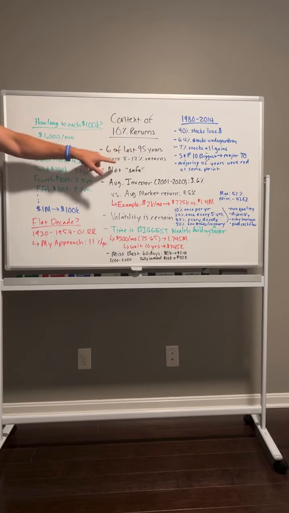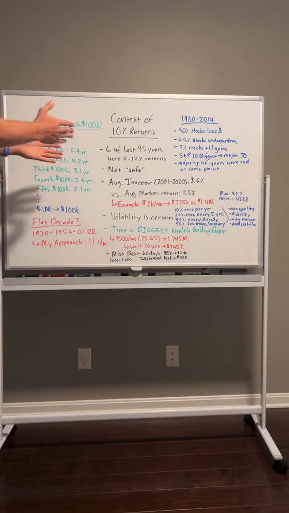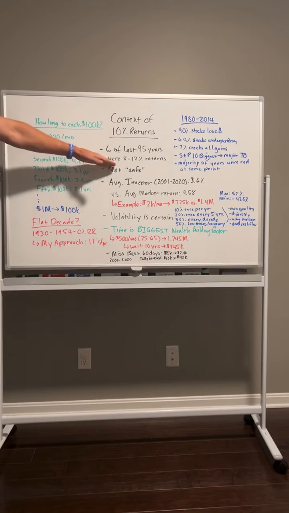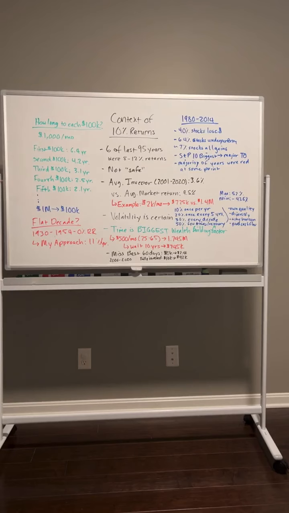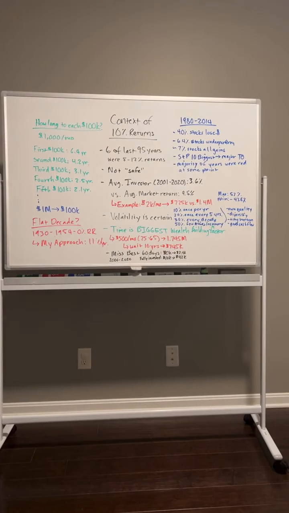Only 6 of the last 95 years were 8 to 12% returns. 6. That is literally less than 6%, if you can do good math in your head. Less than 6% of the years over the last 95 years were 8 to 12% returns. So in any given year, you're hardly ever going to see 8 to 12% returns, specifically 10%. It's very rare you're actually going to see that number in any given year. And guys, feel free to ask questions in the question mark box. I'm going to flip around and answer all your questions in a second.